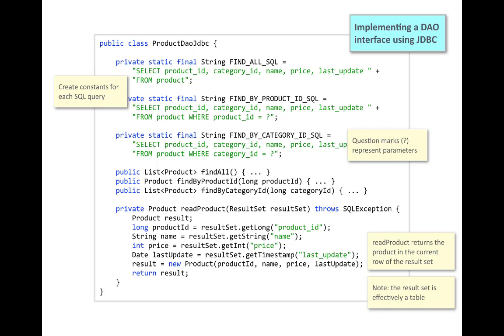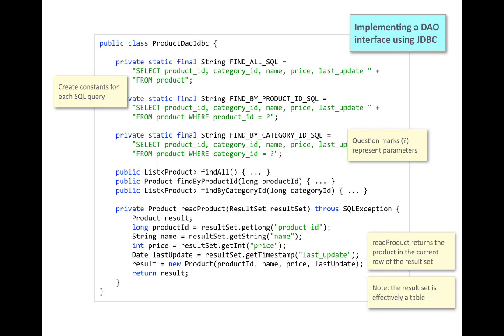Let's look at a JDBC implementation of these three methods. First, notice that we have created string constants for each SQL query that we're going to perform. Whenever some part of that query is not known until runtime, we use a question mark as a placeholder for the parameter that will be determined at runtime. The readProduct method takes a result set and returns a product.